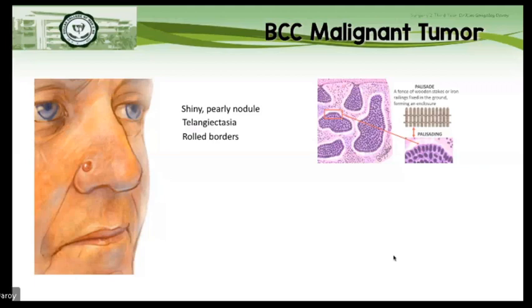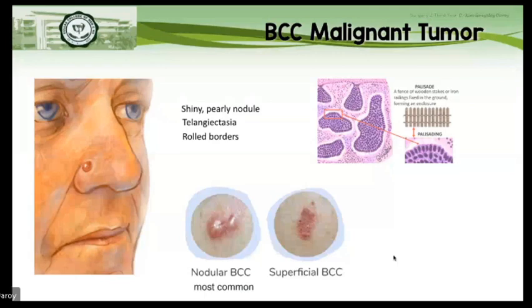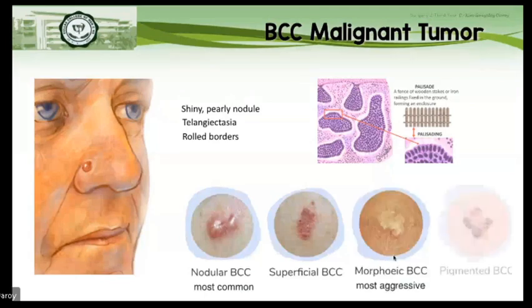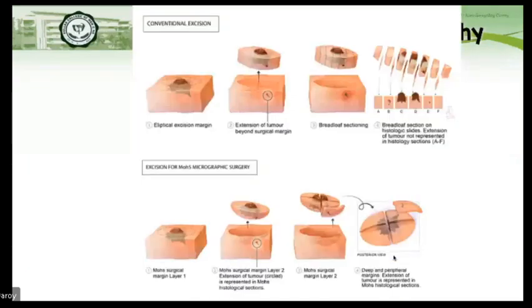The superficial basal cell carcinoma is one of them. Morpheaform basal cell carcinoma is the most aggressive type. And we also have the pigmented basal cell carcinoma, which is difficult to tell if it is melanoma or not. Treatment would involve excision, but it is best to use Mohs surgery.